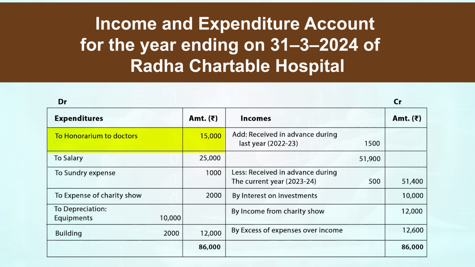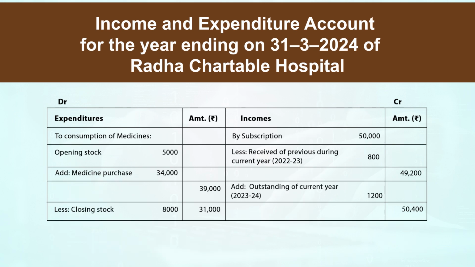Next, honorarium to doctors 15,000, salary 25,000, sundry expenses 1,000, expense of charity show 2,000, depreciation: equipment in the inner column 10,000 rupees, building 2,000 in the inner column, and to the outer column rupees 12,000, and the total of it is 86,000. Now we will come to the income side.